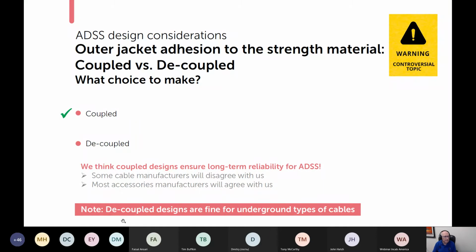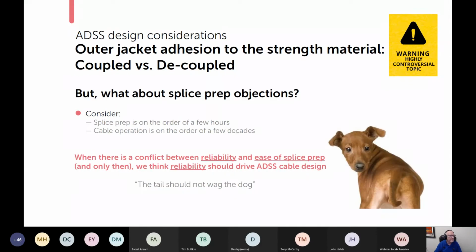And I do note that decoupled designs are absolutely fine for an underground type of cable or even a lashed type of cable. But ADSS is supposed to support its own weight. Therefore, it needs to work well with the dead ends that are going to be used on it. And yeah, it's good to have some margin for error in your design too.